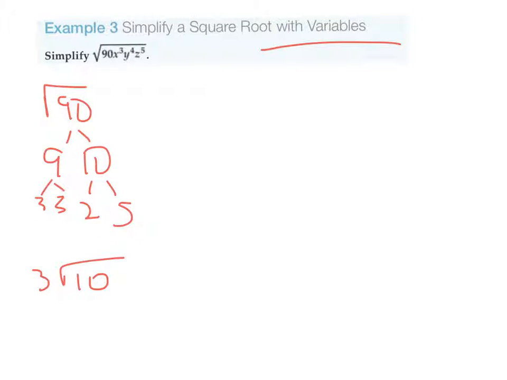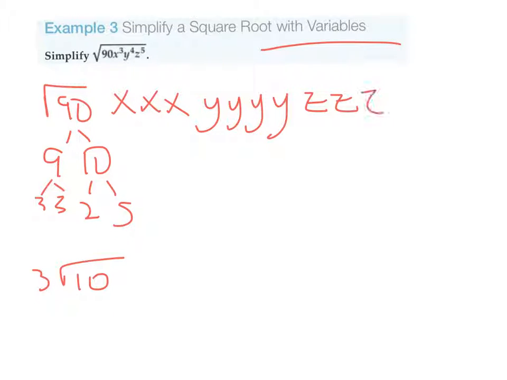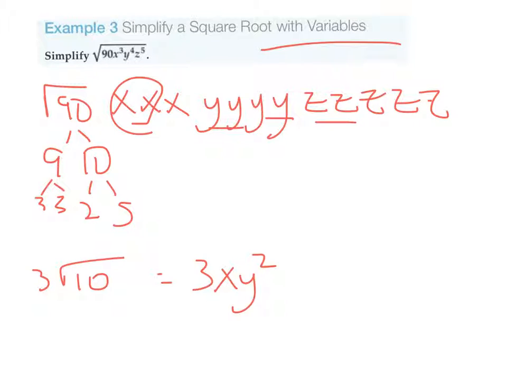Now the letters are really simple. X cubed is really x times x times x, and y to the fourth is y times y times y times y, and z to the fifth, there's 5 of them. And when you have these, you're looking for pairs. So if I look at this pair, 1 comes out of my radical, so it's going to become 3, and we have an x, 1 pair of y's and another pair, so 2 of them come out. And we have 2 pairs of z's that also come out.